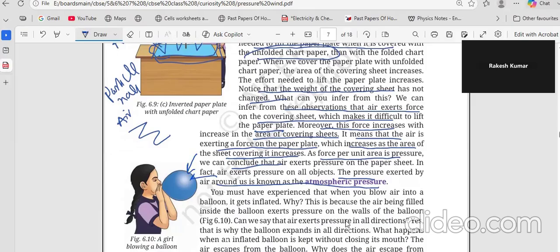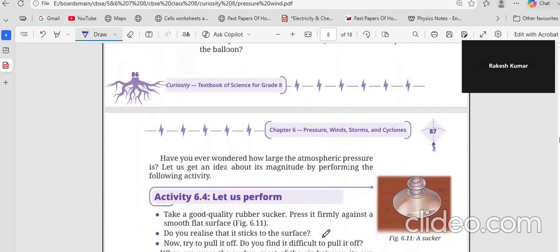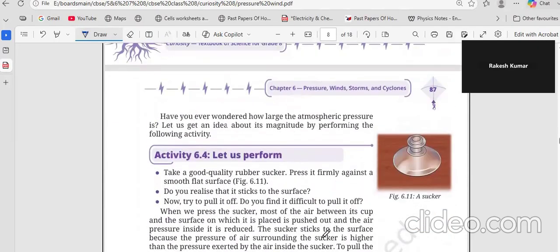Now, if a girl standing here is blowing a balloon, there's air pressure outside. So she is pushing, creating air pressure inside. That is why when this air pressure is more than the outside, it will start expanding. Because it expands in all directions, air exerts pressure in all directions. The balloon is expanding.